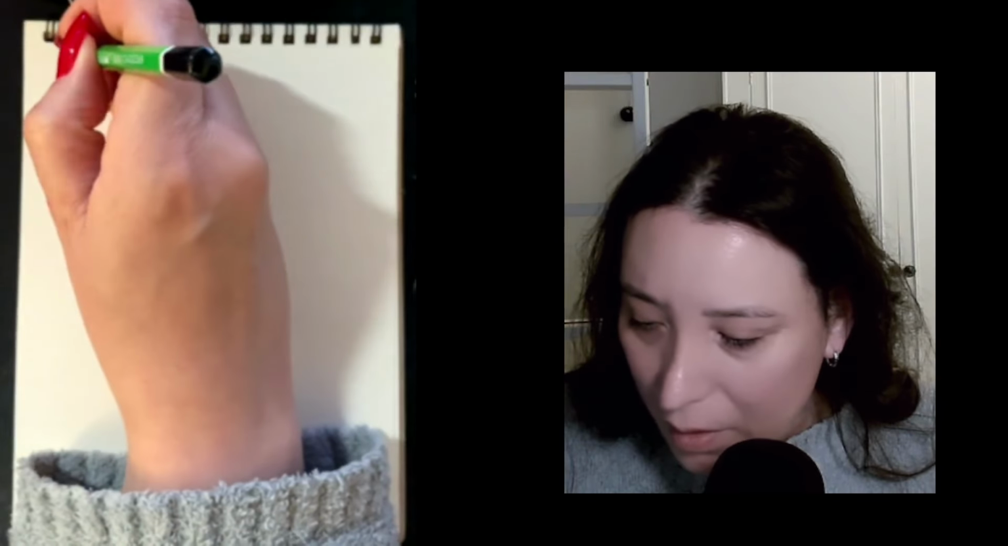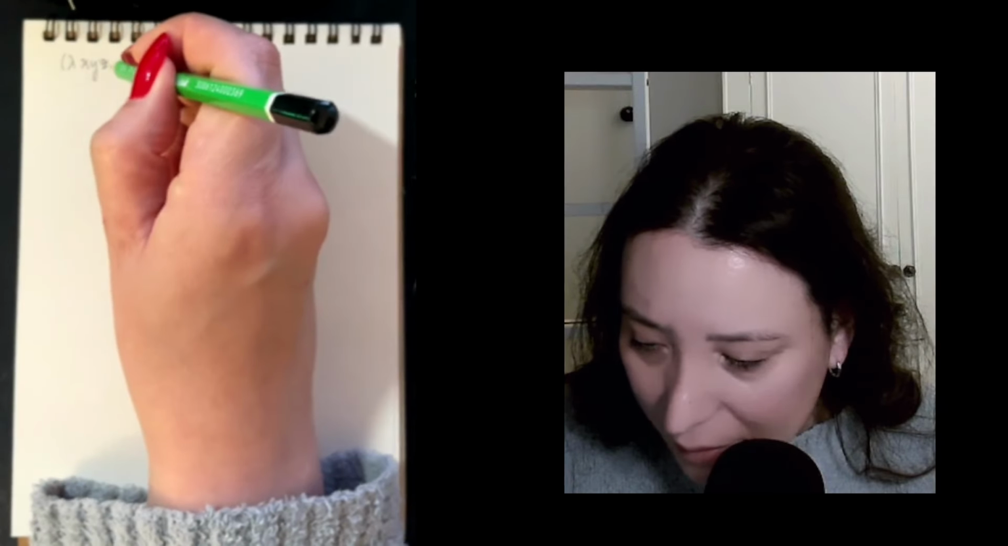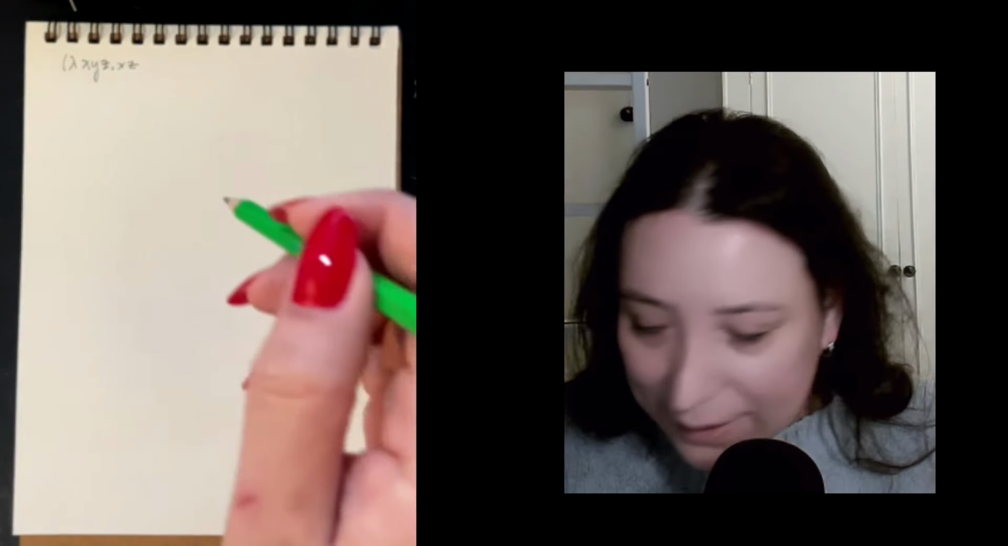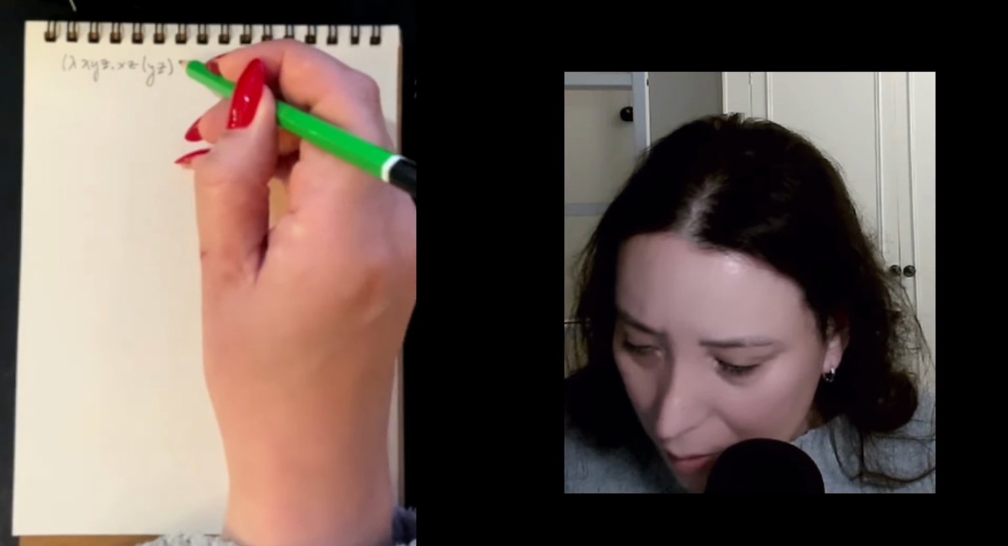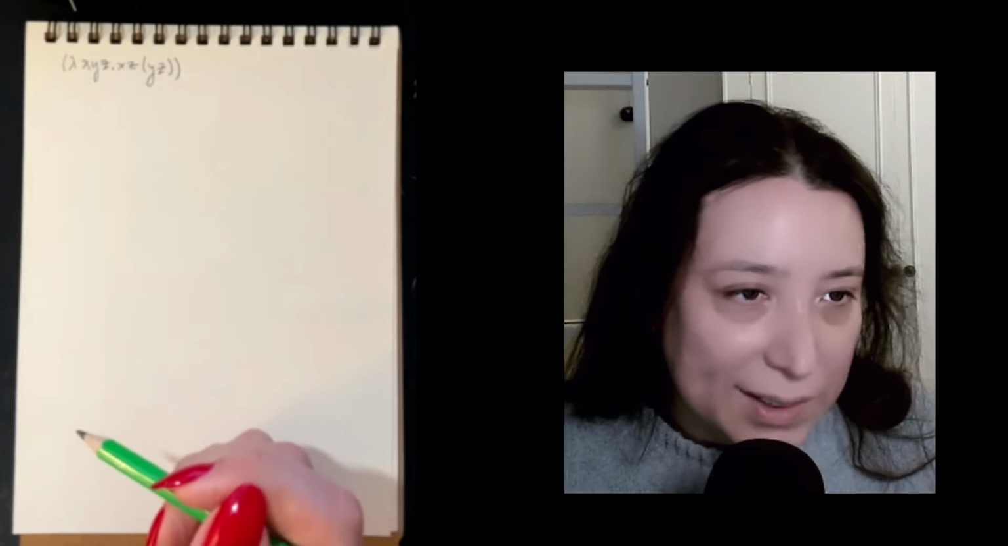Sorry it's a little blurry. I can't really figure out a better way to do this. So here's the problem. Lambda xyz, xyz, that's the head. And then the body is xz, yz. So that's the first expression.